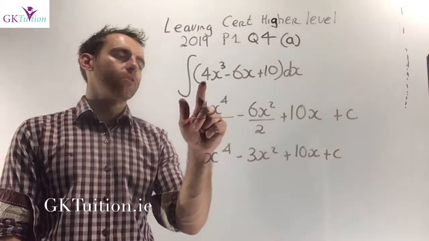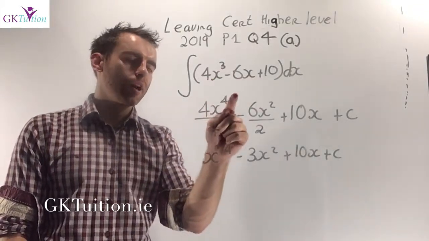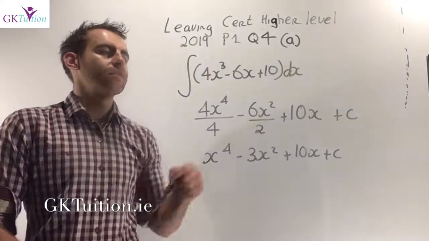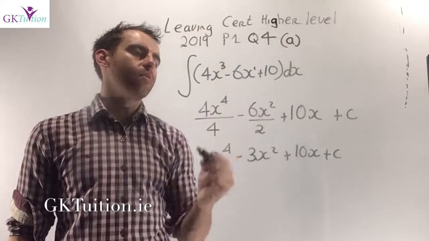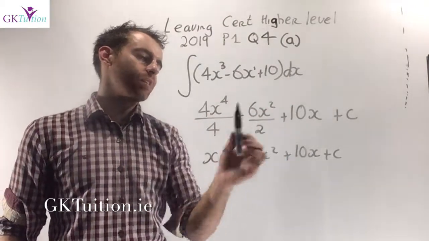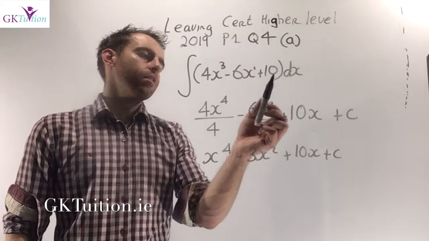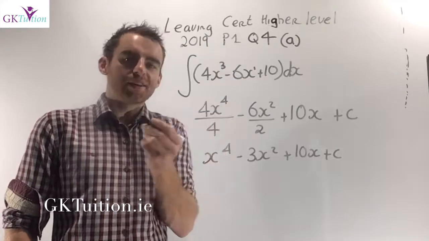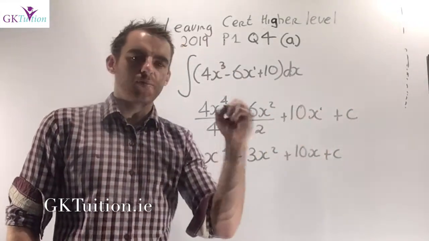So for the first term I've got 4x to the power of 3. I increase that to 4x to the power of 4 and I divide by the new power, which is 4. In the next term you should remember that this is x to the power of 1. This is 6x to the power of 1, so it becomes 6x to the power of 2, and then you divide by the new power, which is 2. The 10, you can view that as 10 times x to the power of 0, so the x to the power of 0 increases by 1 and it becomes x to the power of 1 divided by 1.